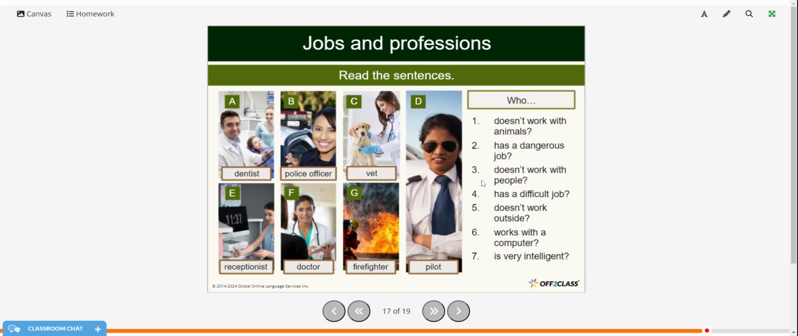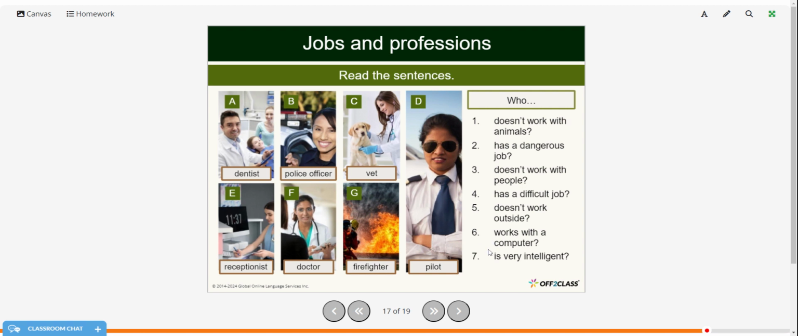Who doesn't work with people? Probably just the vet. I think the others would work with people. Who has a difficult job? I think all of these jobs could probably be considered difficult in some way. Who doesn't work outside? The dentist, the receptionist, the doctor, and the vet to a certain extent, and the pilot. Who works with a computer? The receptionist, definitely.